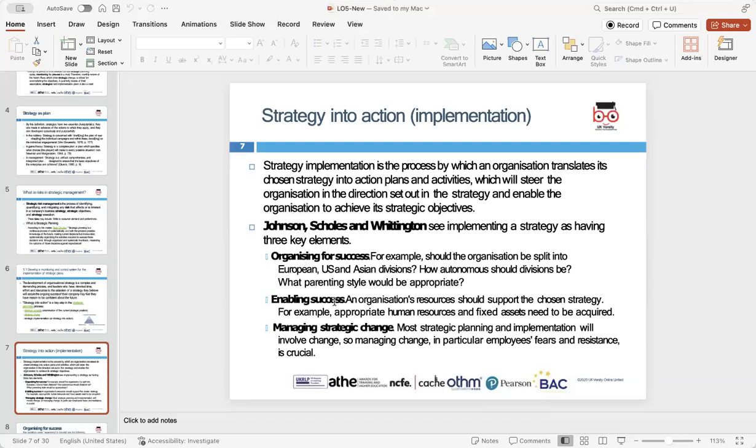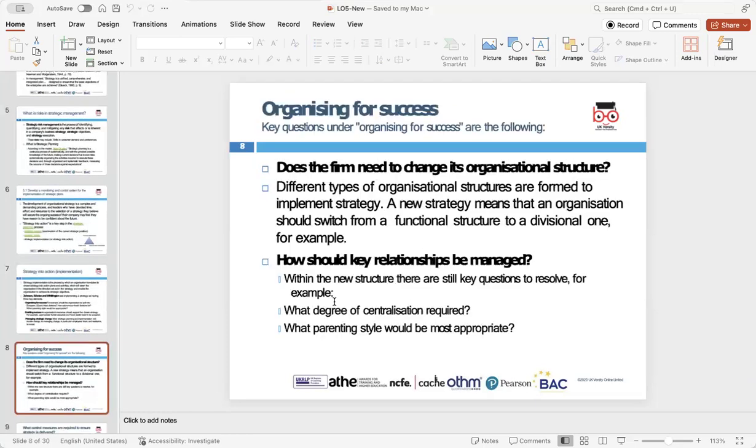Managing strategic change. Implementing a new strategy often involves change. Managing change effectively, especially by addressing employee concerns and resistance, is important to ensure smooth implementation. So each of these elements plays a critical role in translating strategic plans into operational success. Any questions so far?